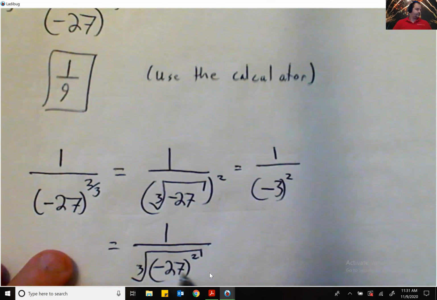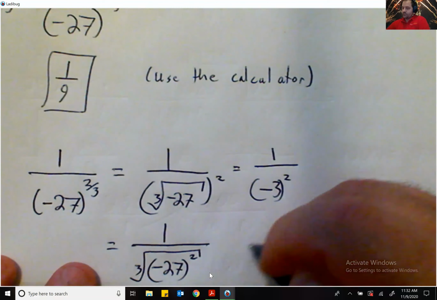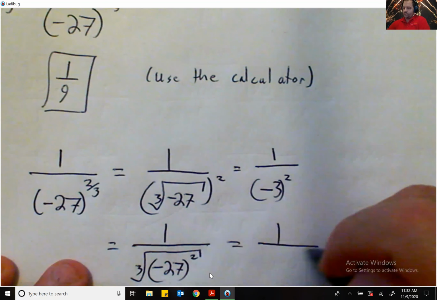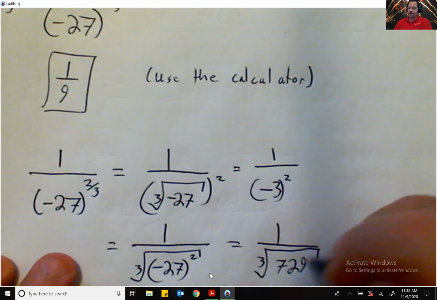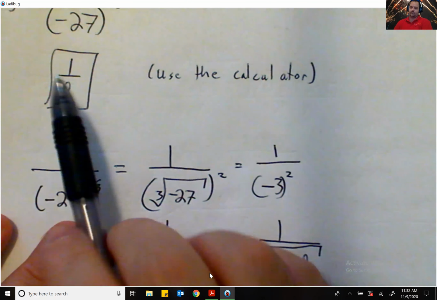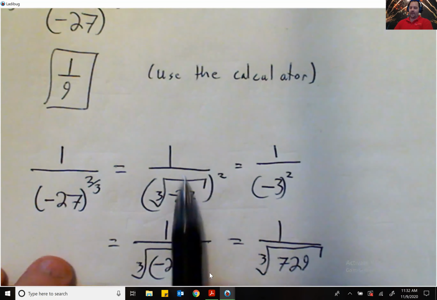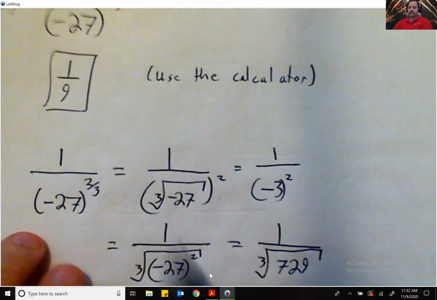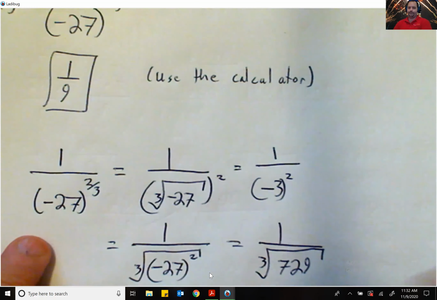Down here, negative 27 times negative 27 is 1 over the cube root of 729. And the cube root of 729 is 9. So either way, that's how it works. The answer is 1/9. Again, just use your calculator. Let it help you out.